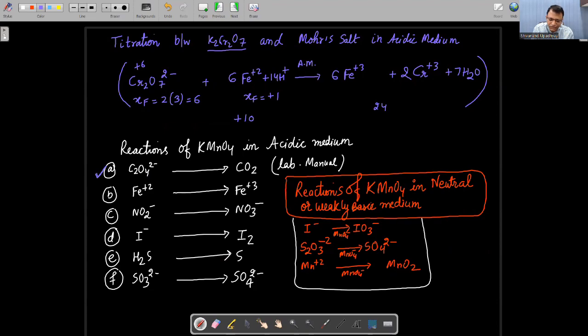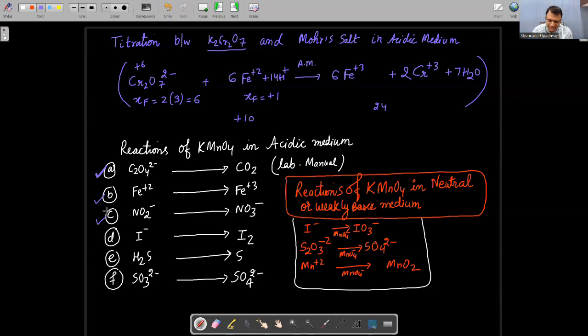We are doing titration of KMnO4 with oxalic acid or a salt of oxalic acid, where oxalate ion is converted into carbon dioxide. So you should know what product is formed when KMnO4 reacts with oxalate ion or oxalic acid. Oxalate ion or oxalic acid is converted into CO2 in acidic medium. This reaction we have already discussed. This is about Mohr's salt. Similarly, if nitrite ion is there, it is converted into nitrate ion.